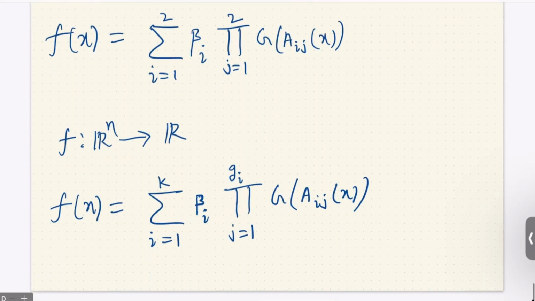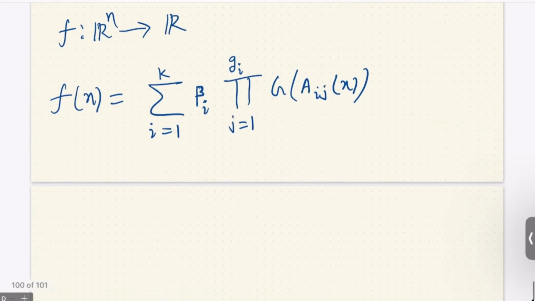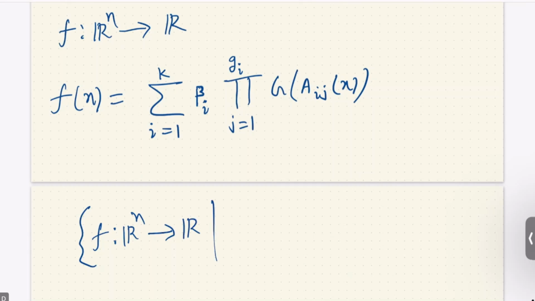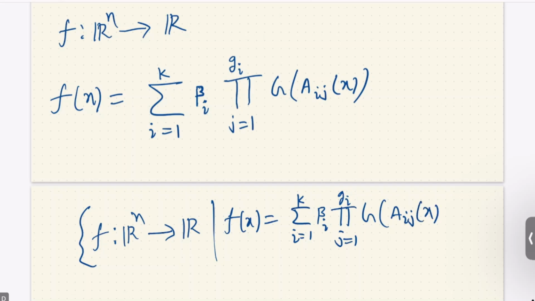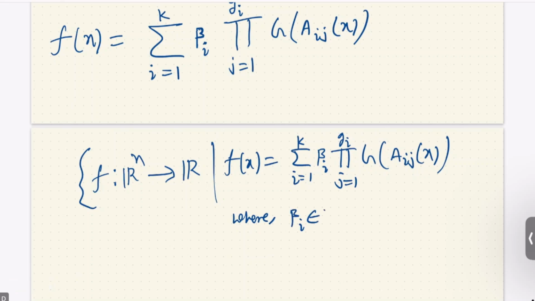This is actually the bigger class. If I write the class, the collection of all neural network functions from R^n to R such that f of x equals summation i equal to 1 to k, beta i, product j equal to 1 to g_i, g of a i j of x, where the beta i's belong to the real numbers and the a i j's belong to the affine functions from R^n to R, and g is a fixed function, of course.